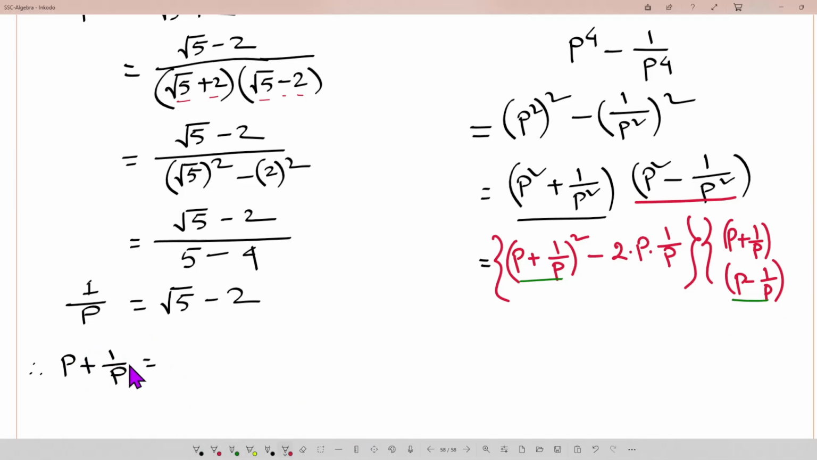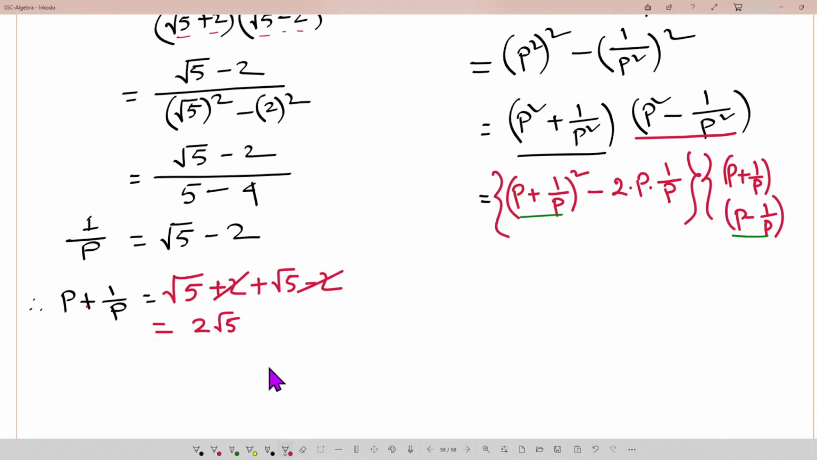So p plus 1 by p: p means root 5 plus 2, and plus 1 by p means root 5 minus 2. So the plus 2 and minus 2 cancel out, and here will be 2 root 5. We just keep this one. Next, again p minus 1 by p. P means root 5 plus 2, minus 1 by p, which means root 5 minus 2.